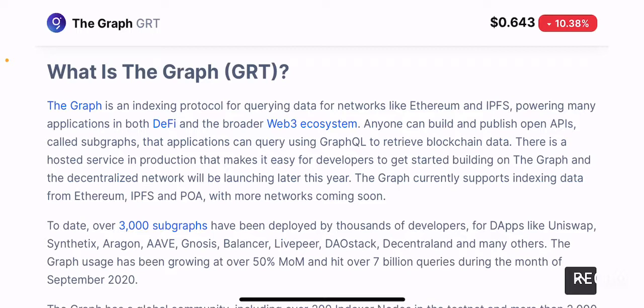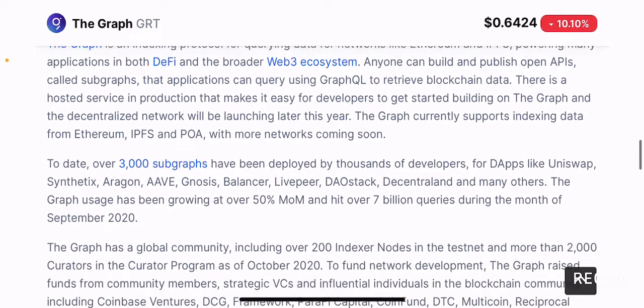So the Graph is not just available on Ethereum, but also on IPFS and POA as well. Therefore, it's a project that is aiming to become multi-chain. Again, in this day and age, if a project cannot be multi-chain, that's the surprising thing, right? So it's not really a surprise that the Graph is trying to become a multi-chain project. I believe it's already available on Polygon and on the Binance Smart Chain, apart from Ethereum and IPFS. And I believe that this information may not necessarily be up to date.